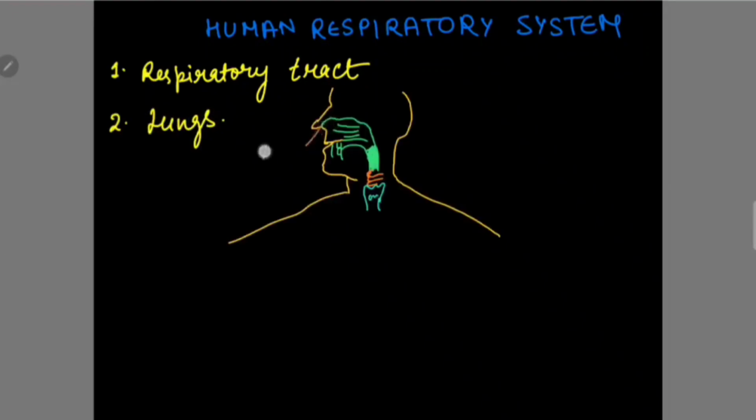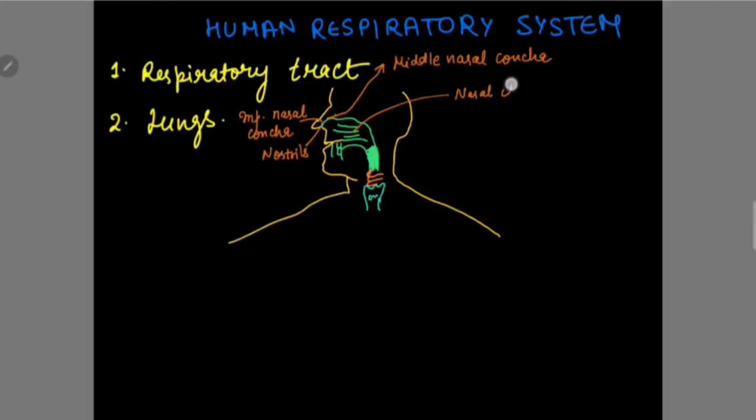Respiratory tract starts from nostrils, then further leads to inferior nasal concha, and then leads to middle nasal concha. Then the air comes in nasal chamber, and then there are superior nasal concha. Then it leads to pharynx.